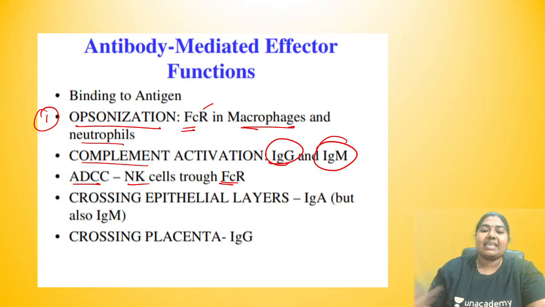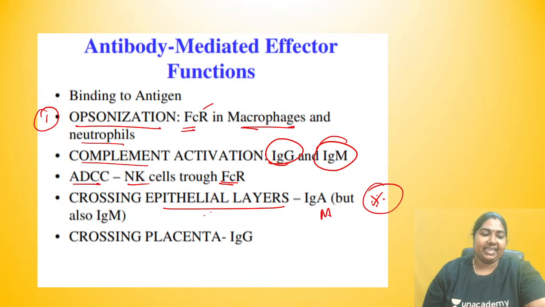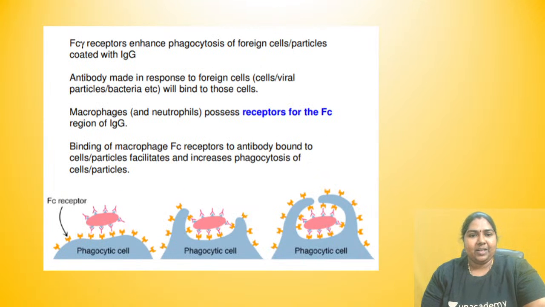So who will cross the epithelial layer? Very important question. This is a PYQ also. Who will cross the epithelial layer? It is IgA and IgM. Okay, IgA and M, they cross the epithelial layer. Okay, who will cross the placenta? One and only fellow, IgG. Got it? Got the difference? Okay, all good. So these are all the important things.